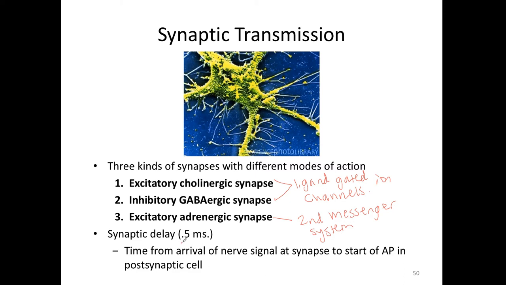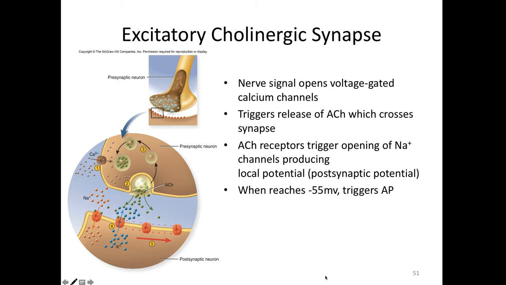There is a slight delay in chemical synapses, and that's the time it takes for the neurotransmitter to diffuse across the synaptic cleft. So time from arrival of nerve signal at the synapse to the start of the action potential in the postsynaptic cell. So all the time it takes for this stuff to happen. So binding, release, binding, excitation.